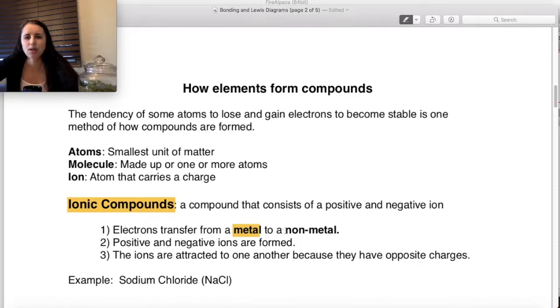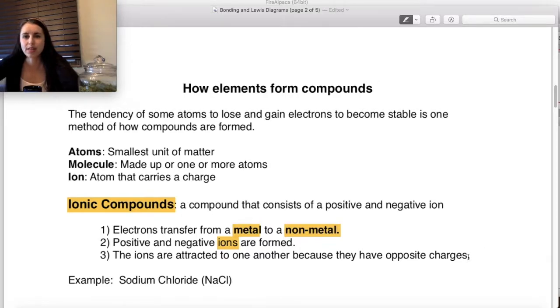Ionic compounds are the first way that an element can become stable. So I'll show you an unstable element and how they can go through and become stable. In an ionic compound, we are going to have ions form. So you're going to see the gain or the loss of electrons.